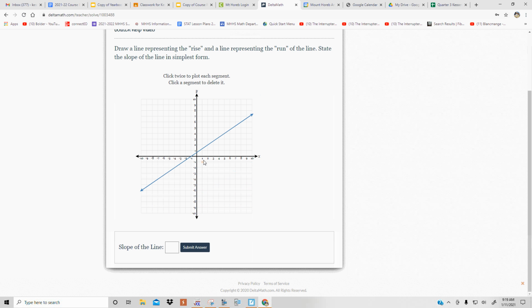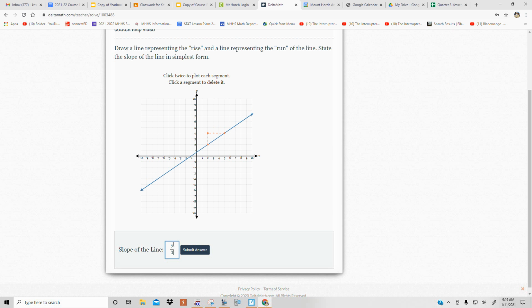Let's try this one. How about from there? Actually, how about here? Here to that point. So I'm going to rise 2 and run 3. Rise 2, run 3. Okay, I think you get the idea.